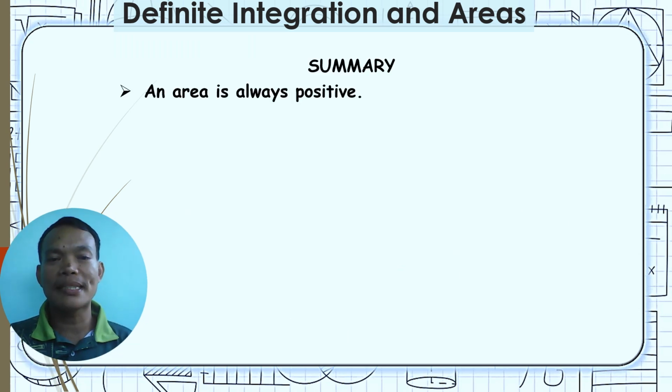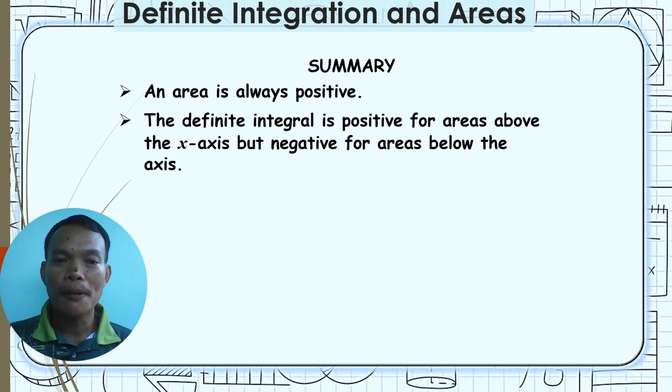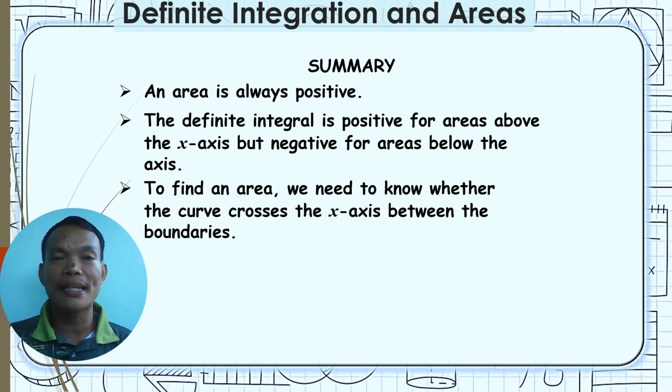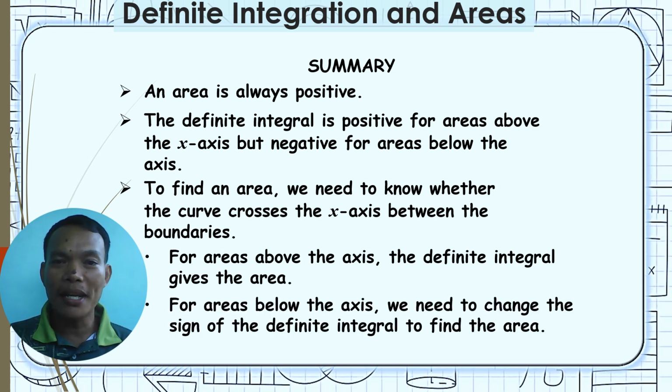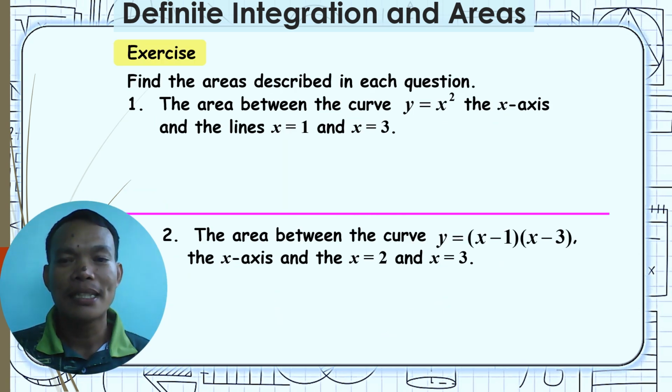So to summarize, an area is always positive. Second, the definite integral is positive for areas above the x-axis but negative for areas below the axis. To find an area, we need to know whether the curve crosses the x-axis between the boundaries. For areas above the axis, the definite integral gives the area. For areas below the axis, we need to change the sign of the definite integral to find the area.